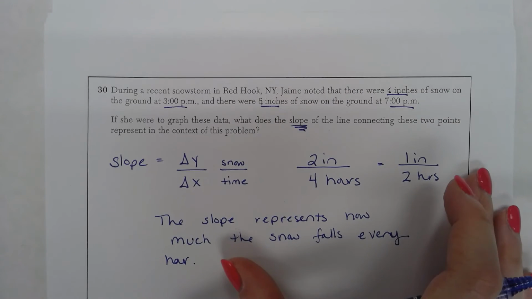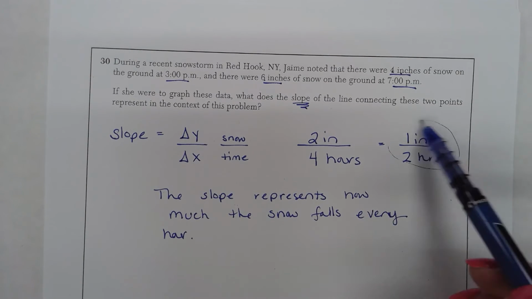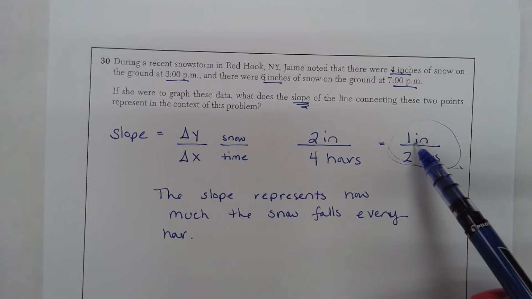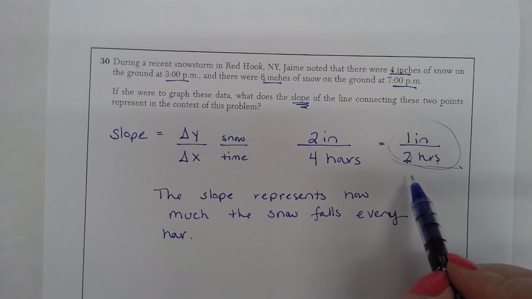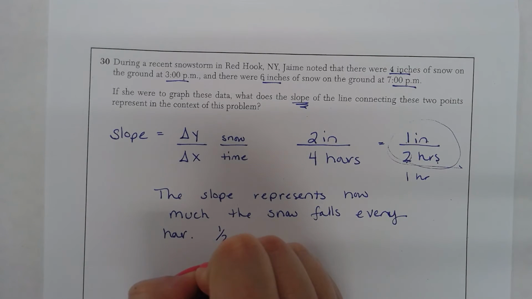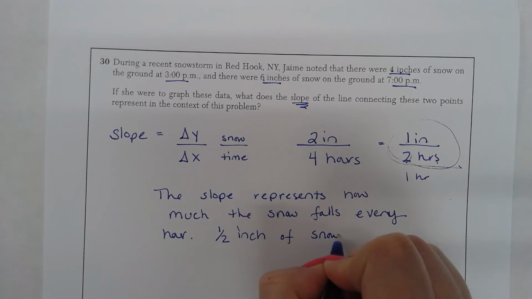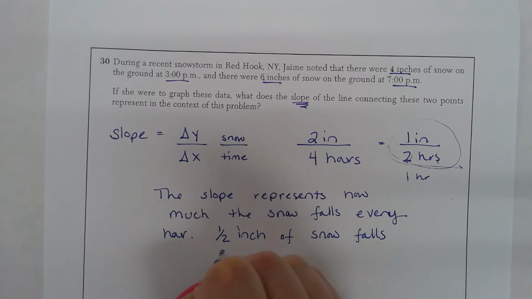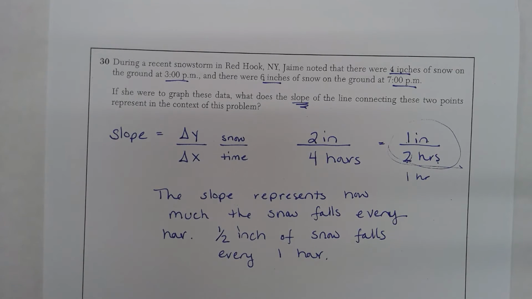So if you look at this, if you keep reducing this fraction, I have 1 inch of snow in 2 hours, so then how much snow is going to fall in 1 hour? Well, if I cut this in half to 1 hour, then that means that I'll have 1/2 inch of snow falls every 1 hour. So it's really just manipulating this.